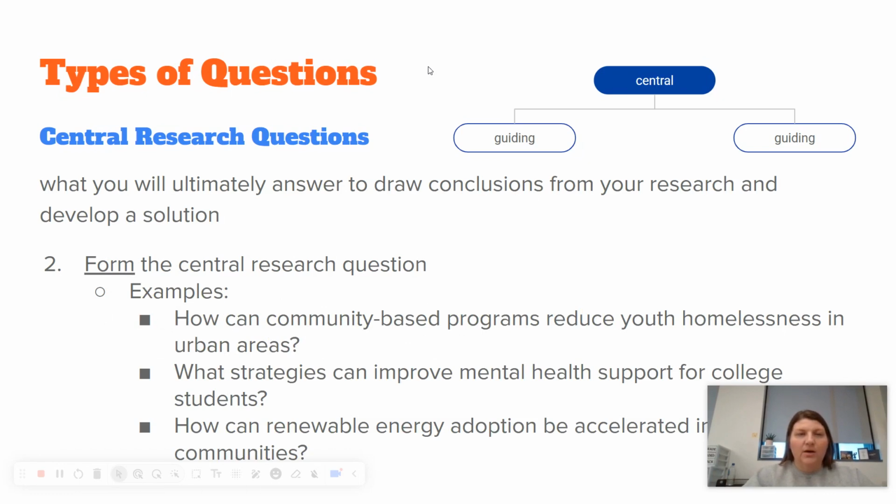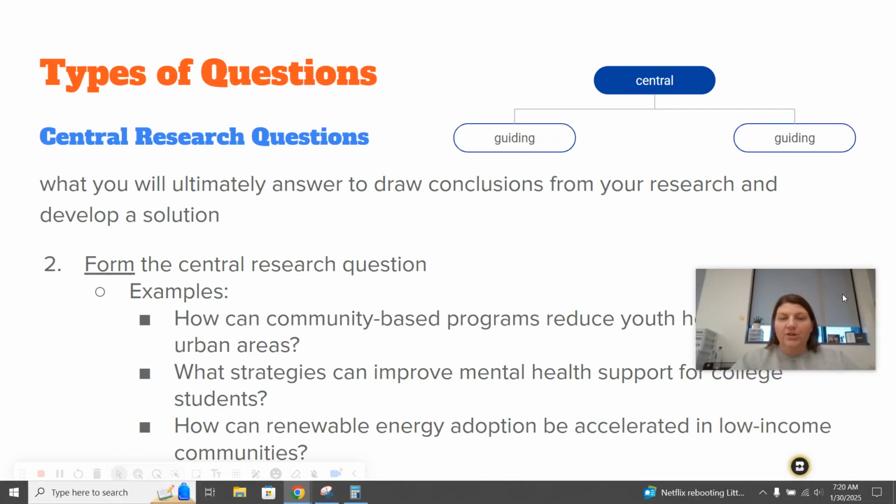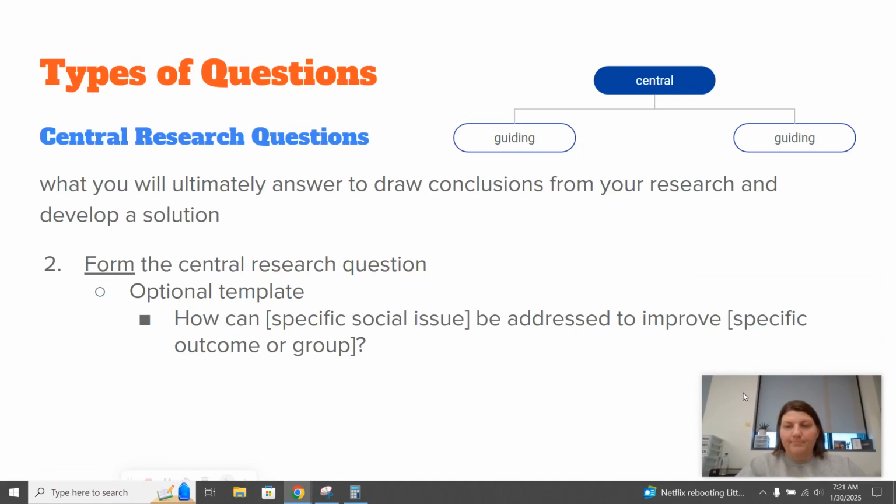Some examples of central research questions are: how can community-based programs reduce youth homelessness in urban areas? We're looking at what the topic is, who is affected, youth homelessness, and then what can be done about it. What strategies can improve mental health support for college students or high school students or teenagers? And how can renewable energy adoption be accelerated in low-income communities? These are open-ended questions. They're focused enough that we could find answers and propose a solution to these issues.